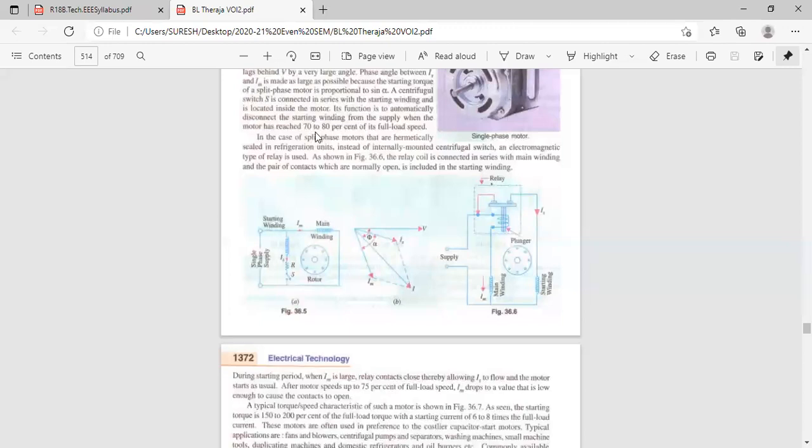See here, once the speed of the motor reaches 70 to 80% of its full speed, there is no necessity of the starting winding. Then automatically the switch is open. Now only one winding is there in your circuit. With the help of this one winding, the rotor will rotate. Already the rotor is in rotation.